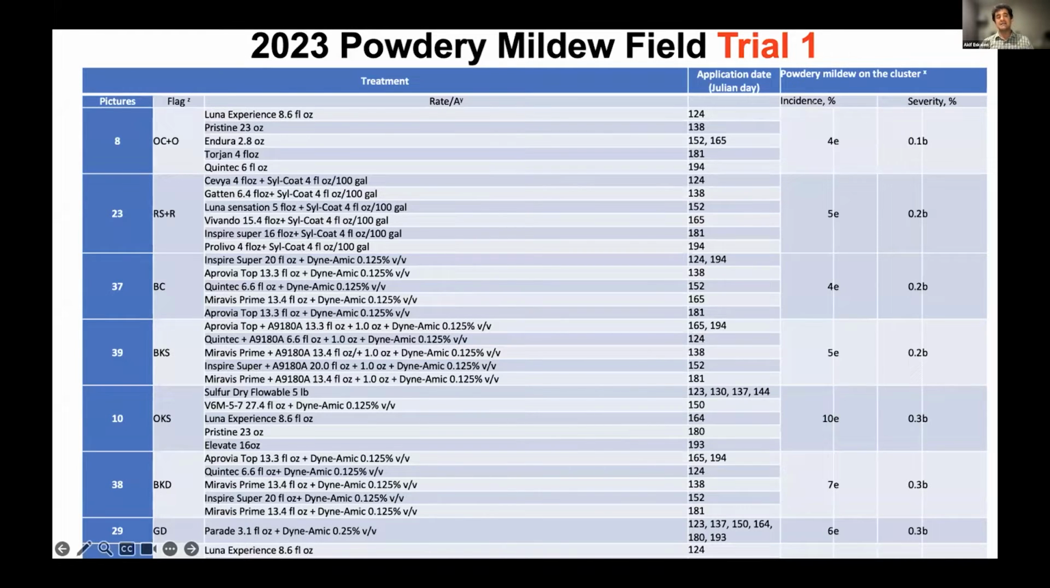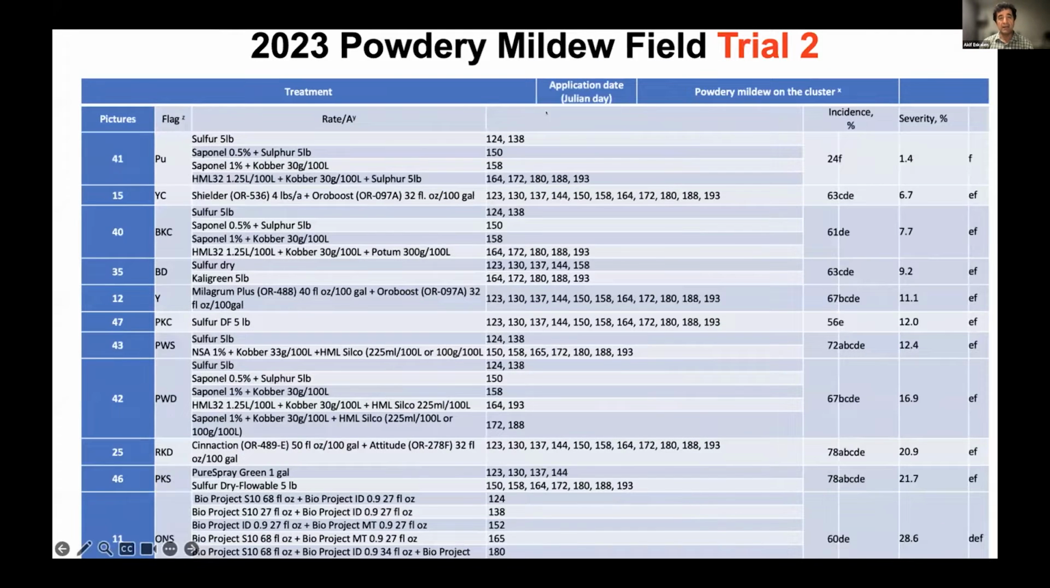What it means is that the incidence is, when you look at one cluster, how many berries in that cluster are showing symptoms. That's what gives us the percentage of incidence. And we also calculate the severity, which shows us the amount of the cluster that is infested. On powdery mildew, severity is more important than incidence at this point, but for controlling, they both are important. So the lower the numbers of incidence and severity, the better. That means that the product or combination in that program is working better than the others.